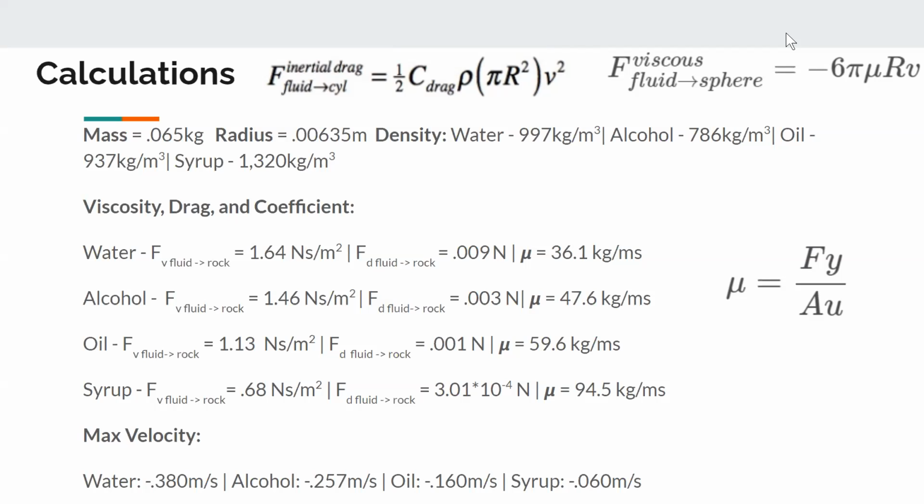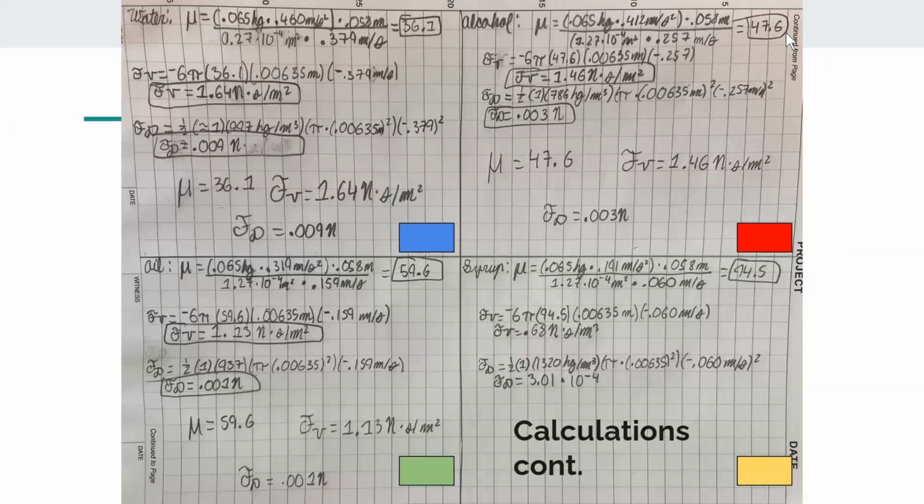Now looking at their max velocity, we see that water had the greatest max velocity at negative 0.380 meters per second. Alcohol had the second highest at negative 0.25 meters per second. Oil, negative 1.60 meters per second. And syrup had the lowest at negative 0.060 meters per second. These were negative because our point of reference was the ground, and dropping towards the ground was considered the negative direction in our study. Now, here we see the calculations being plugged into the respective equations for all four liquids. We see the first would be coefficient, second is the viscous force, and the third is the drag force. And it's displayed on these four different slides or sections.